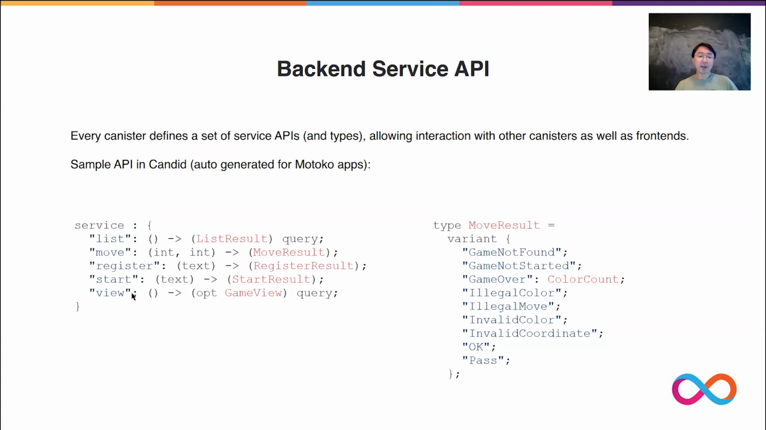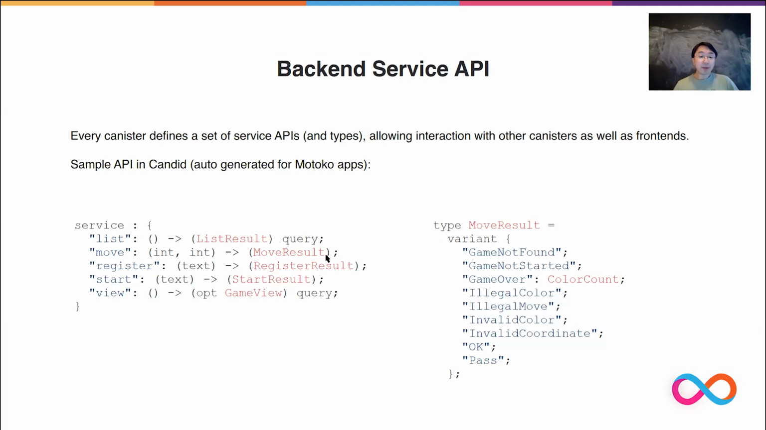Basically, this notation denotes a function. There's a register method and there's a view method that is going to return you some game view, which is an option, and it's marked as a query. We can see there are two queries, and the others are not marked as query. We'll get into the difference between query and update calls. Those that are not marked are considered update calls.